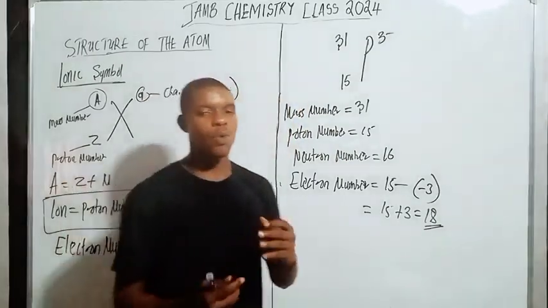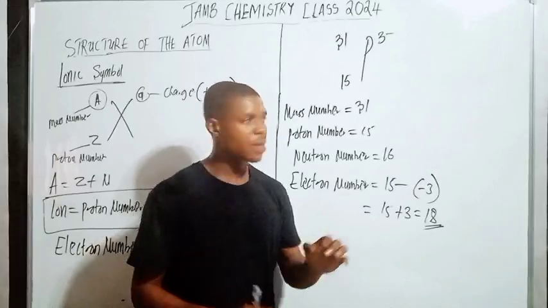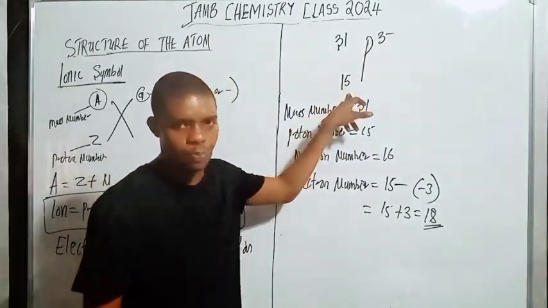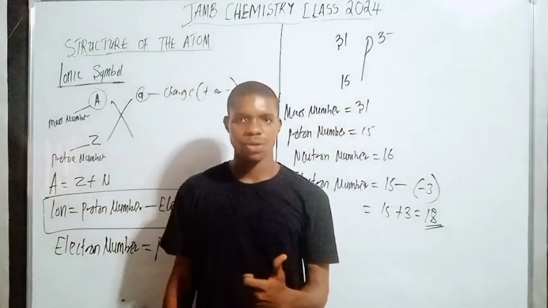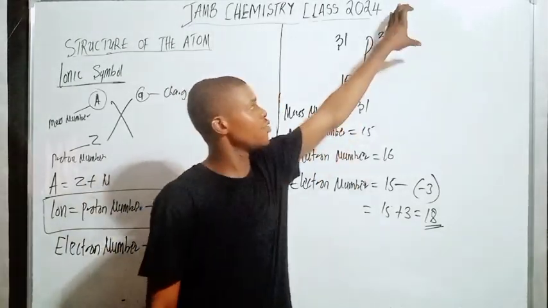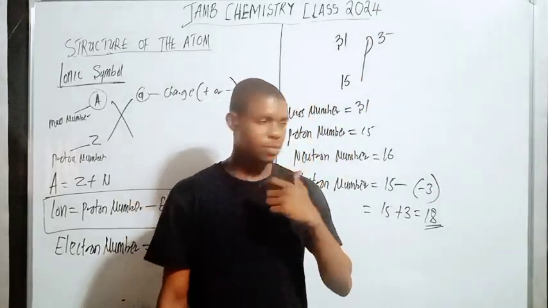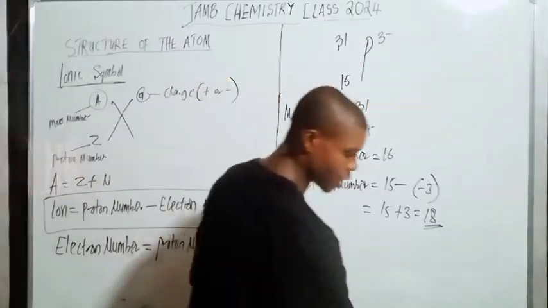So getting the electron number is very easy. Whenever you see a negative sign here, you have to add it to the proton to get the electron. Do you understand? And whenever there's a positive sign here, you have to subtract it from the proton. Do you understand?